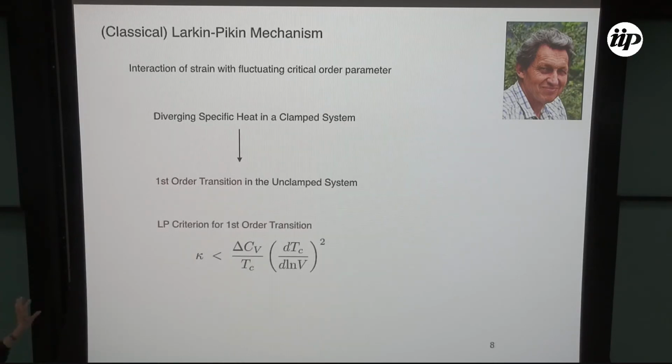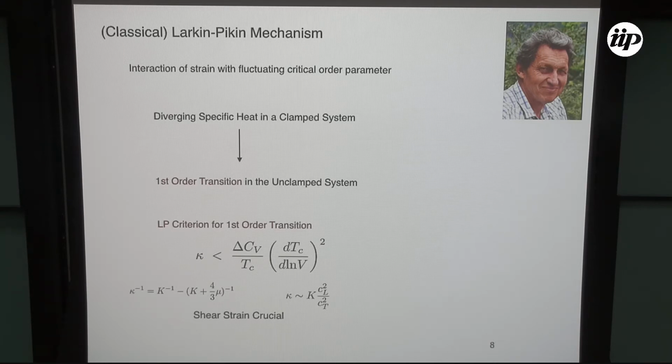And what's the Larkin-Pikin criterion for a first order transition? The Larkin-Pikin criterion is that the effective modulus, which is a combination of the bulk modulus and the strain modulus, has to be less than the specific heat in the clamped system over the transition temperature over the strain derivative.